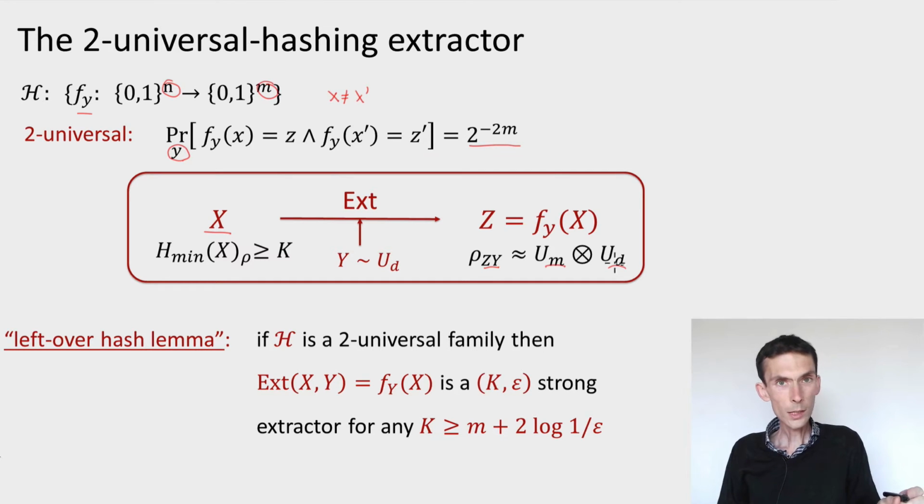And what we showed is that in the case where there is no side information, you could prove what's known as the leftover hash lemma, which says that if H is a two universal family, then this construction is a good extractor. It's a (k, epsilon) strong extractor, as long as the input min entropy is large enough compared to the number of bits that we're trying to output. So this is all to recap.